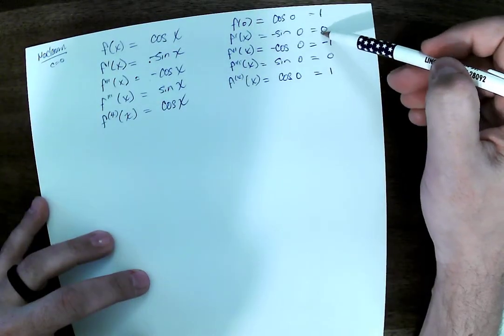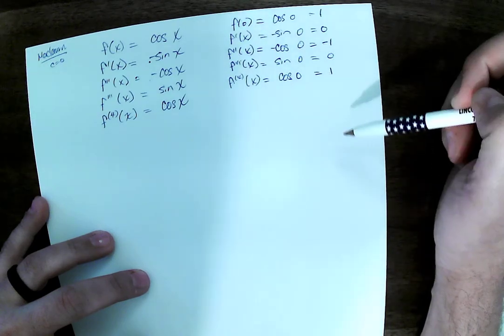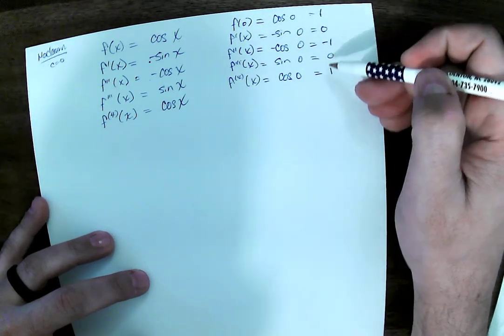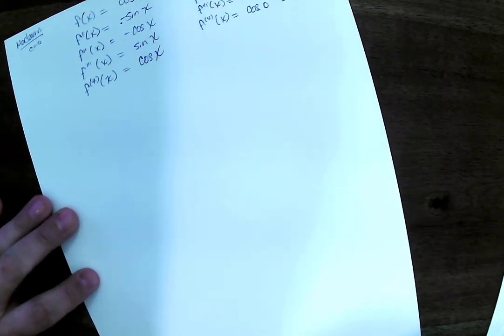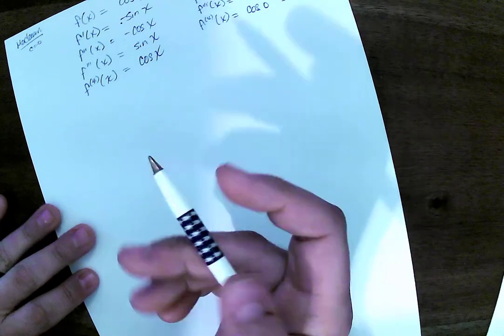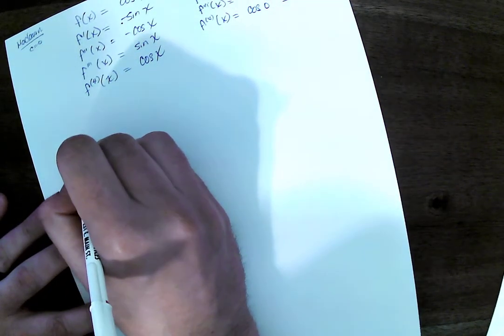Notice we have a 1, 0, negative 1, 0, 1, 0, negative 1, 0. And this pattern will continue on and on like that. So now let's use the Maclaurin series that we had originally. So we'll call this P of x.